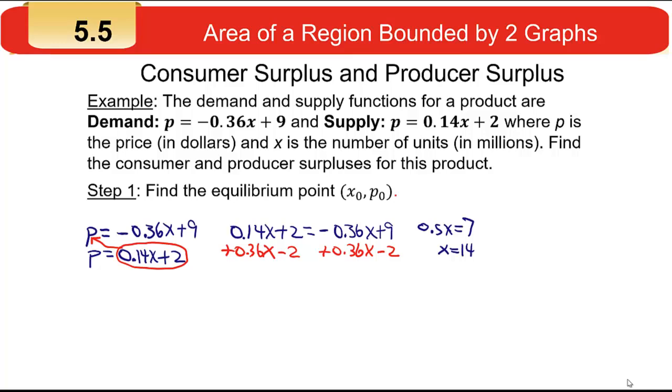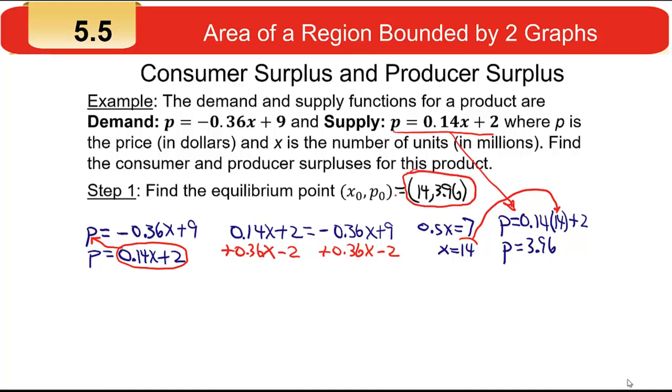That is the x coordinate of the equilibrium point, what the formula calls x sub 0. To find the p, you take the x and plug it back in either supply or demand function. It doesn't matter which one you plug into, because at the equilibrium point, the two p-values are going to come out the same. So pick the one you like best, plug 14 in for x, do the arithmetic, and you'll find out that the equilibrium price, it's like the y coordinate of the equilibrium point, is 3.96. So that is your equilibrium point.